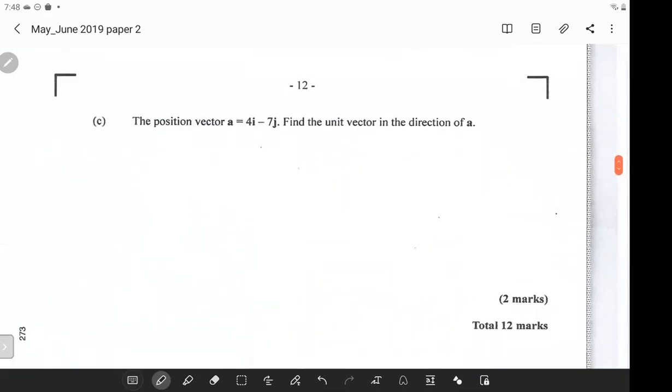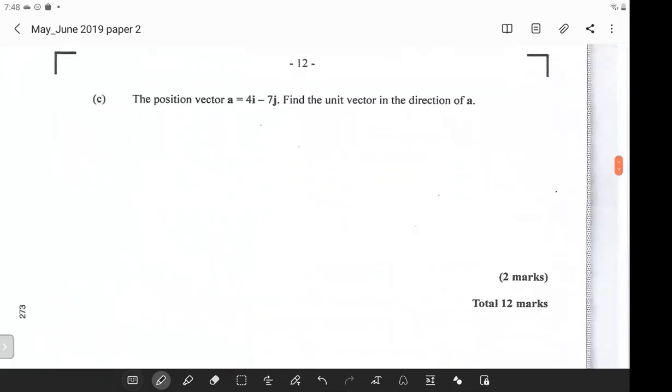Part C, the position vector A equal 4i minus 7j. We want to find a unit vector in the direction of A. So let's call that n hat for unit vector, or u hat. Let's use u hat. That is equal to, now we want it in the direction of A, so we have the vector divided by the magnitude of the vector, and that would be a vector in the direction of A.